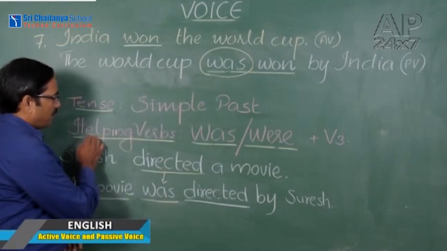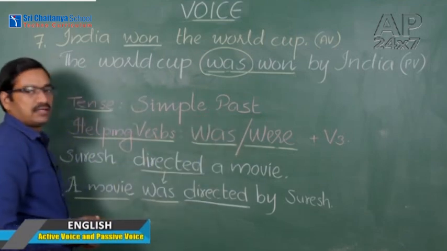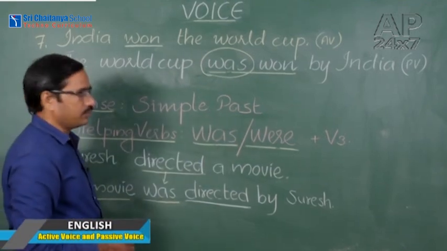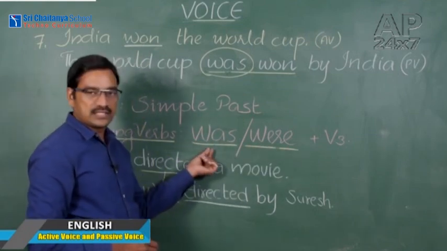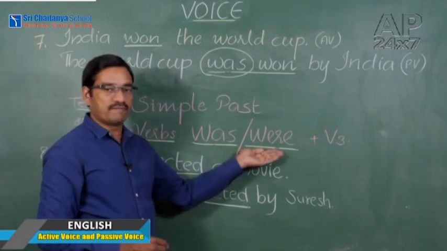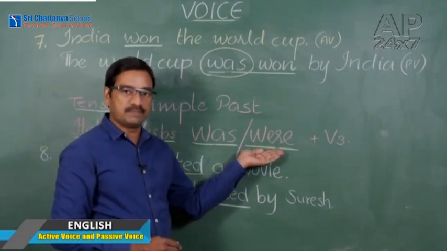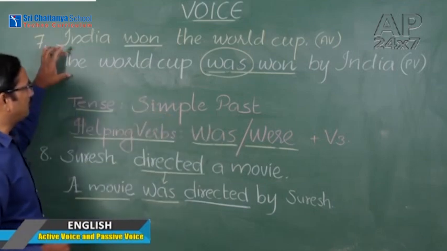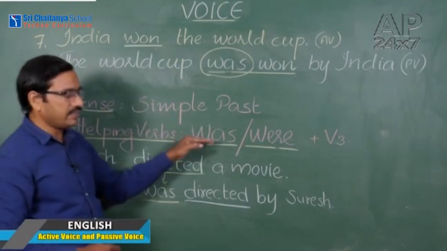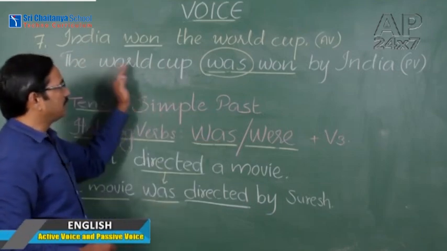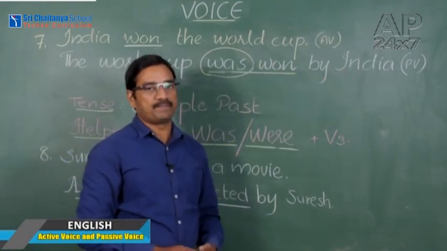We can see we have two helping verbs when the simple past tense is introduced. They are was and were. We select was if the new subject is in the singular form, and we go for were when the subject is in the plural form. So here the World Cup is the new subject, that is singular, so we take was. So the World Cup was won by India.